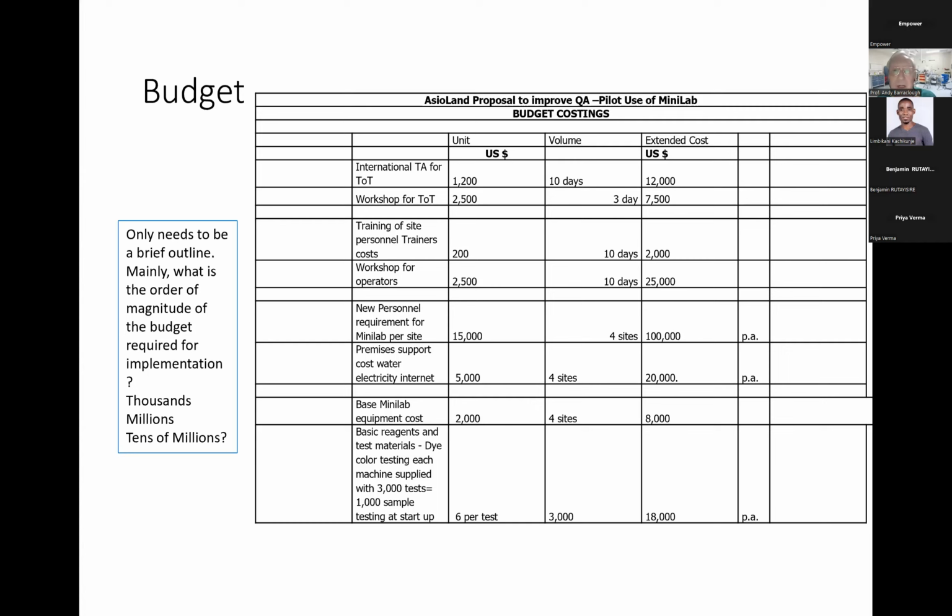I'm going to do training of trainers. Maybe I'll bring some international trainers. Maybe I'll use the local university, whatever we think might do 10 days. We can put some basic costs around that. We can help you with unit costs if need be. And what I'm looking for is just a ballpark figure. Is this intervention going to cost $10,000 or $100,000 or $1 million?